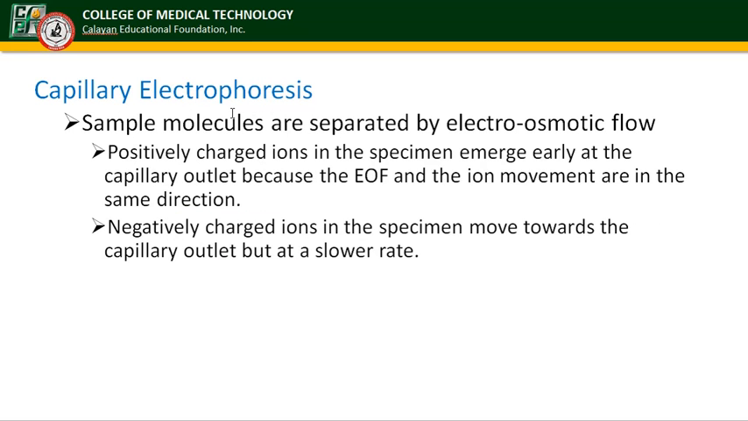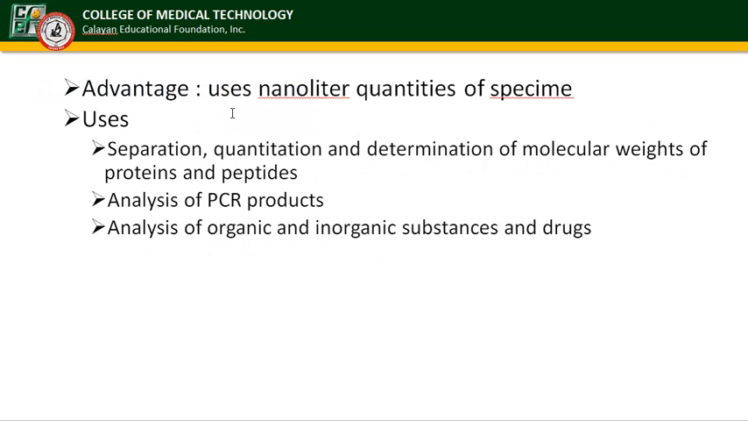Capillary electrophoresis. So, sample molecules are separated by electroosmotic flow. So, positively charged ions in the specimen emerge early at the capillary outlet because of the electroosmotic flow, and the ion movement are in the same direction. So, negatively charged ions in the specimen move toward the capillary outlet but at a slower rate. Uses. So, uses nanoliter quantities of the specimen. Kaunti lang yung kailangan nating specimen para dito.